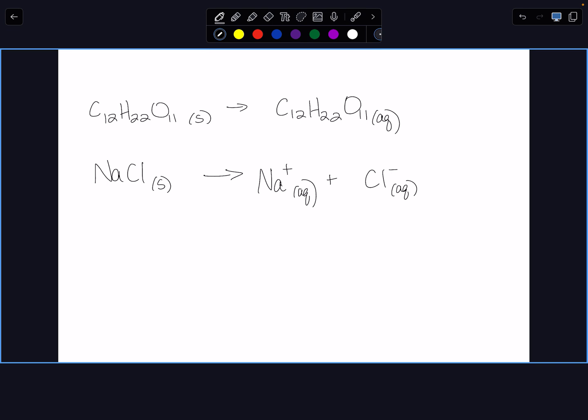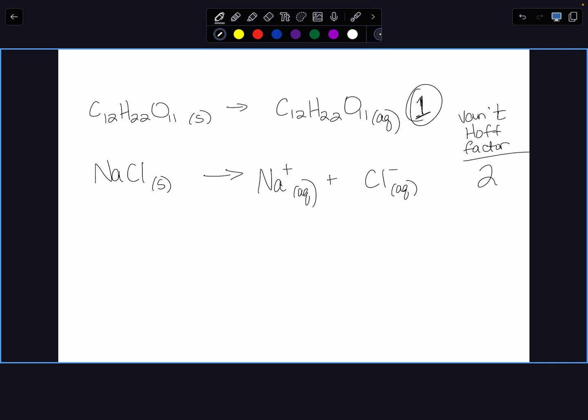So here's the deal. When you have an ionic compound, you took 1 mole of table salt and dissolved it in water. How many moles of stuff did we end up with over here? 2. When you put ionic compounds in solution, you end up with more particles in solution. This is called the Van't Hoff factor. What is the Van't Hoff factor for sucrose at the top? Its Van't Hoff factor is 1 because it's a molecular compound.